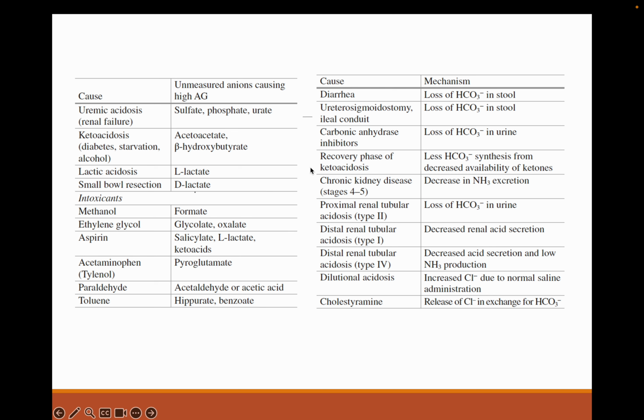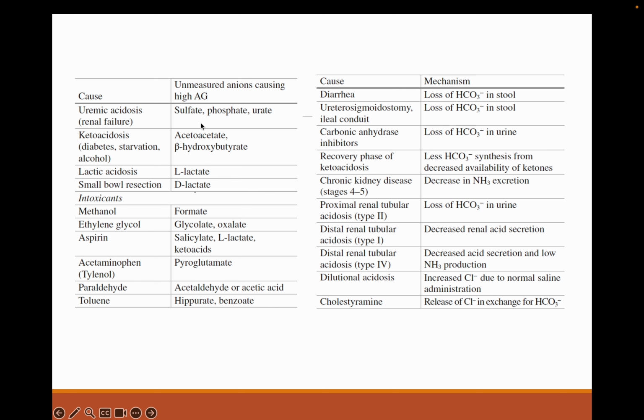What is the cause of increased unmeasured anions? These are the causes of increased anion gap: uremic acidosis, ketoacidosis, lactic acidosis, small bowel resection, methanol, ethylene glycol, aspirin, acetaminophen, toluene. These all increase the anion gap. What are the ions that are responsible?